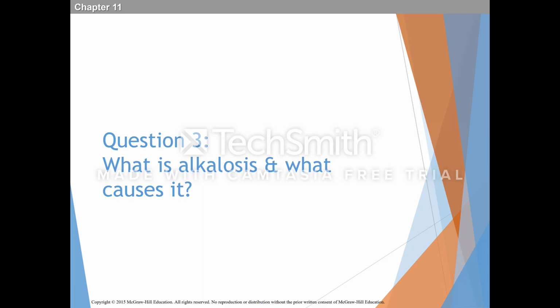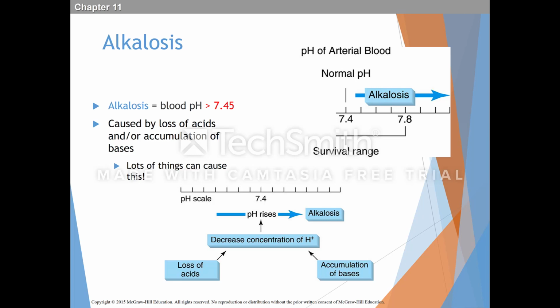For question 3, we're looking at the other end of the spectrum in terms of pH. So what is alkalosis and what causes it? Alkalosis is a blood pH that is greater than 7.45, so above the normal range that we talked about at the beginning of this chapter.